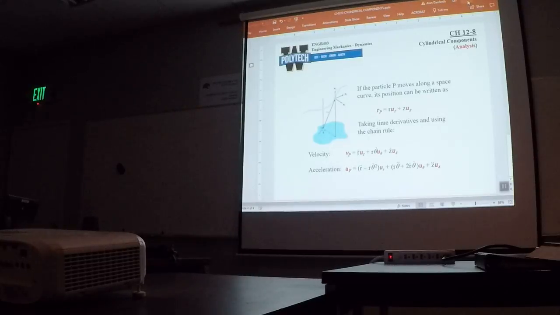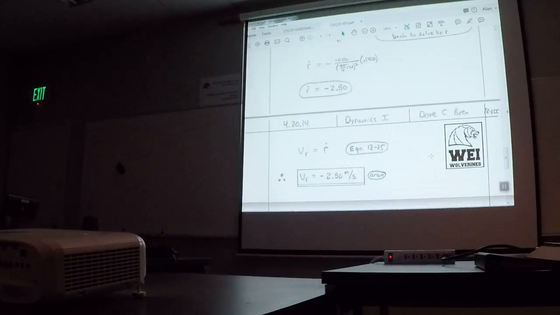Anyway, so the equation, in your book, the radial velocity is going to be equal to the change in our radius. And what does that mean? Well, if we were going around a circular curve, the radius stays the same, right? We're not. We're going around a spiral curve. So our radius continues to change the whole time. In one direction, we're getting smaller and smaller, and in the other direction, we're growing.